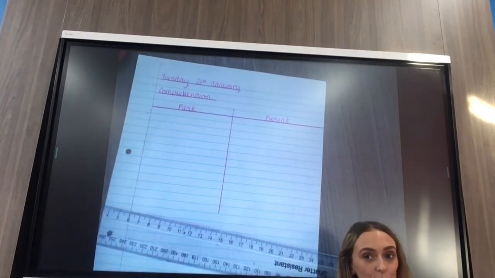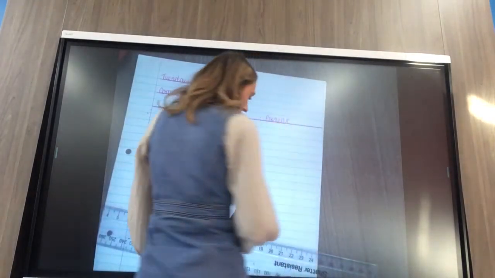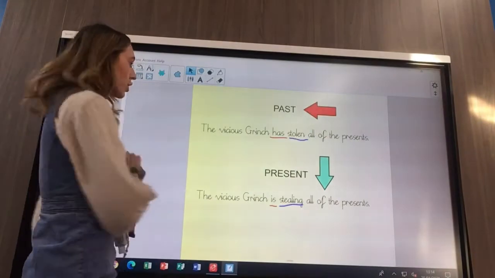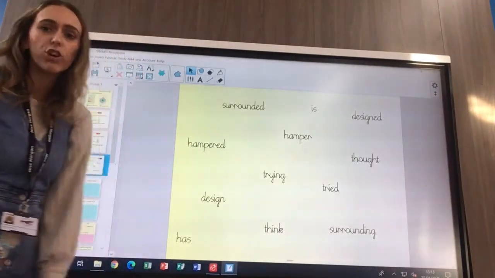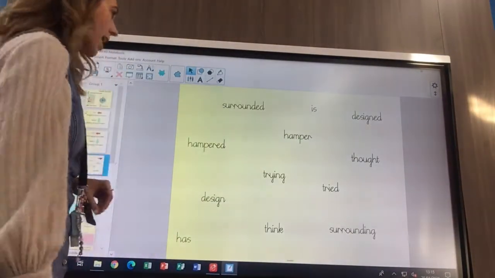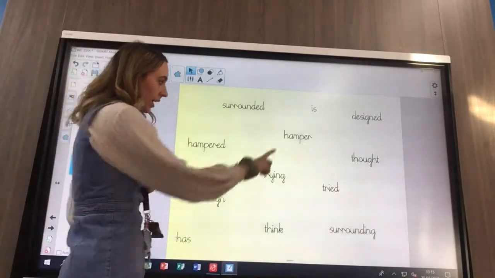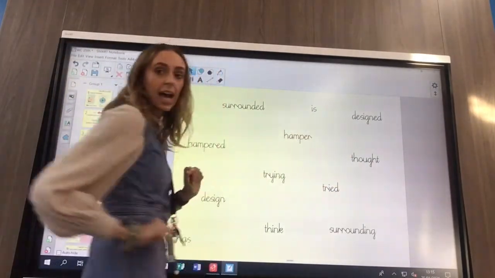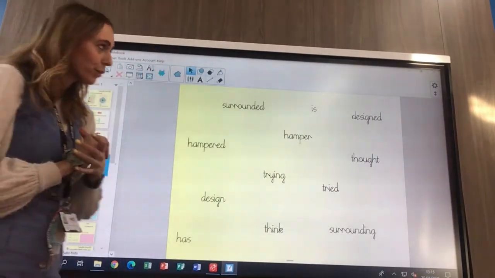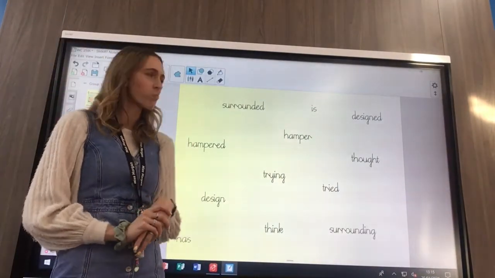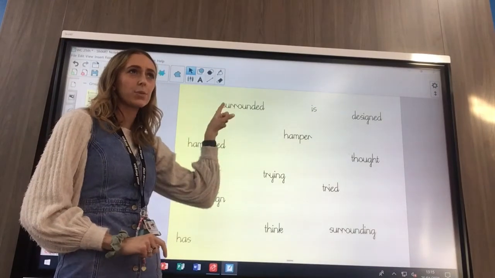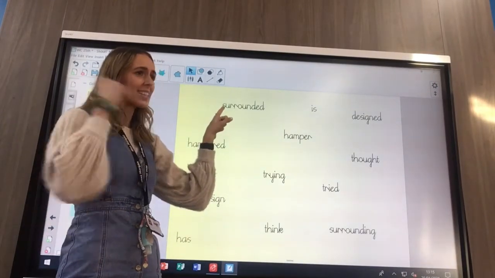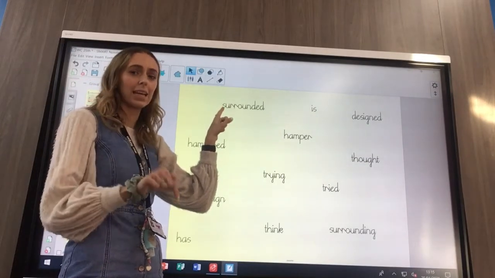Okie dokie, so once you have done that, Miss Morgan is going to give you a selection of words. Let me show you your words here. I've got quite a mixture of some here. We've got surrounded, hamper, trying, design, tried, thought, designed. What I want you to do is to think, is this word past tense or present tense? Has it happened or is it happening now?